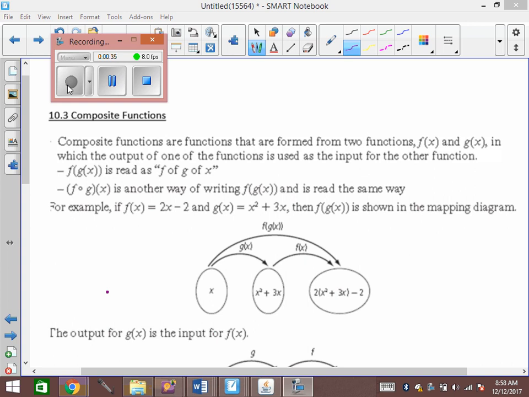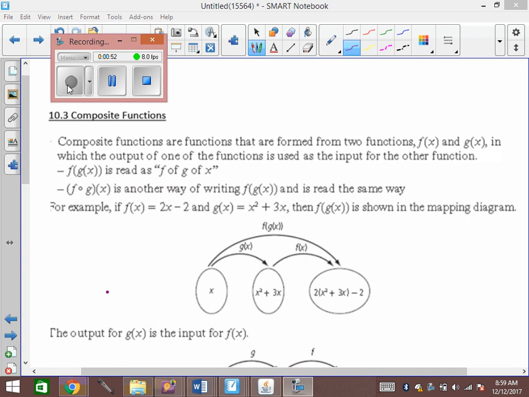Okay. Composite functions are functions that are formed from two functions, f of x and g of x, in which the output of one function is used in the input of the other. So you're literally going to take, say, f of x, and you're going to insert it into g, like into the g equation.